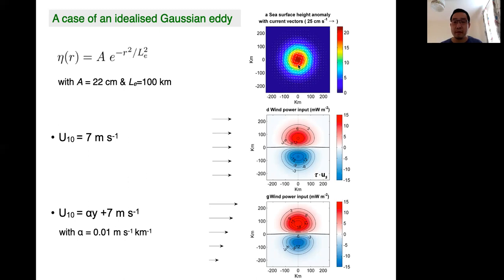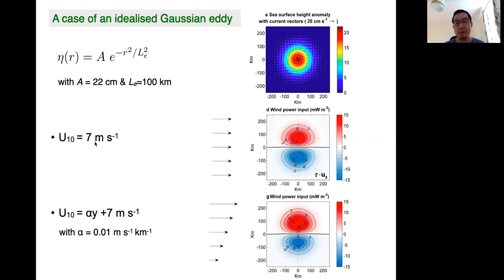And this figure on the right shows the sea level anomaly associated with this warm eddy. That's the color shading. So in the center, eta is about 22 centimeters. And if we assume this eddy is in the northern hemisphere, then we can use geostrophy to derive the surface eddy geostrophic current, which are indicated by those white arrows. So this eddy is in the northern hemisphere, and it rotates clockwise. Okay. So that's our eddy.